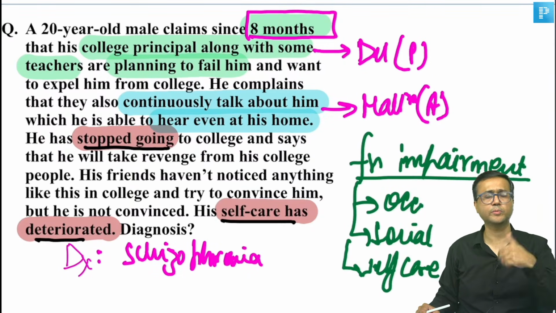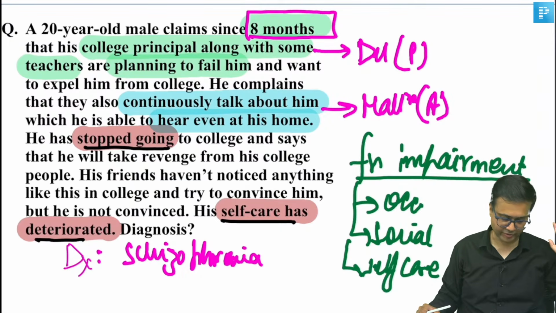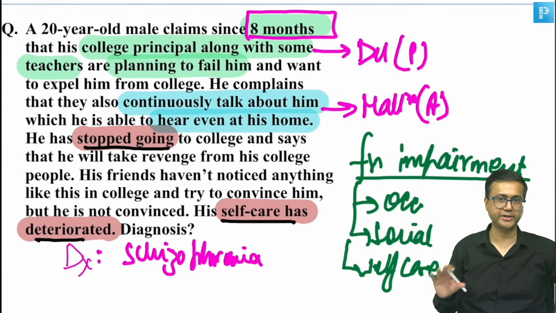This may be given in the MCQ, may not be, but are you able to make the diagnosis now? Very good, beta. The patient will be oriented, beta. In schizophrenia you will see the patient is oriented, right?